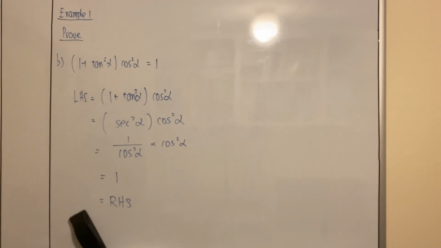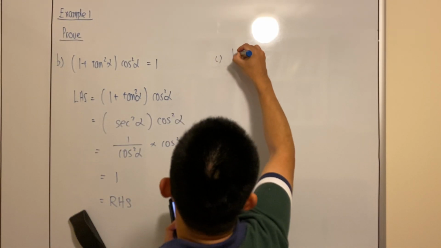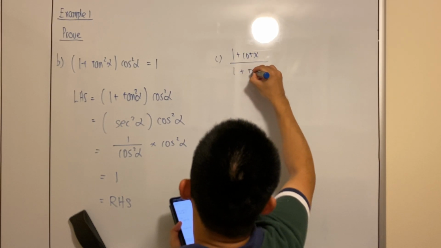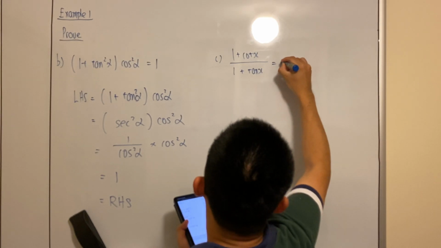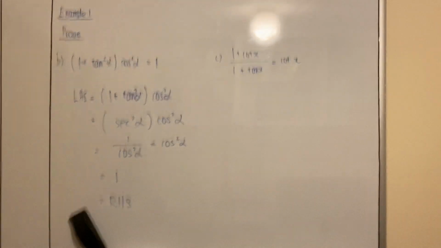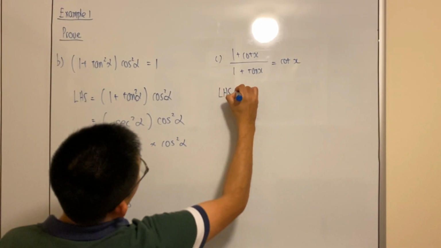All right, now we're going to do something that's slightly difficult. All right, so I will just do that one here. 1 plus cotangent x over 1 plus tangent x is equal to cotangent x. All right, so this is what the question asks you to do. All right, how do we do it? Well, I am going to start from the left-hand side again.